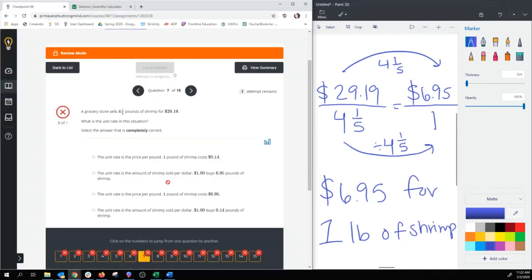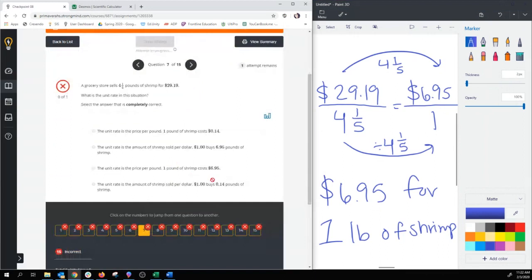Okay, so now let's look at our answer choices. So let's see, this first one says that the unit rate is the amount of shrimp sold per dollar. $1 buys 6.95 pounds of shrimp. Well, that's not true because it's $6.95 per 1 pound. So we want to pick this one that says the unit rate is the price per pound. 1 pound of shrimp costs $6.95.